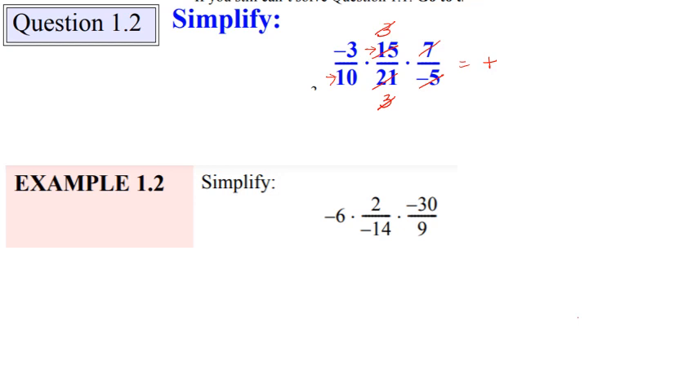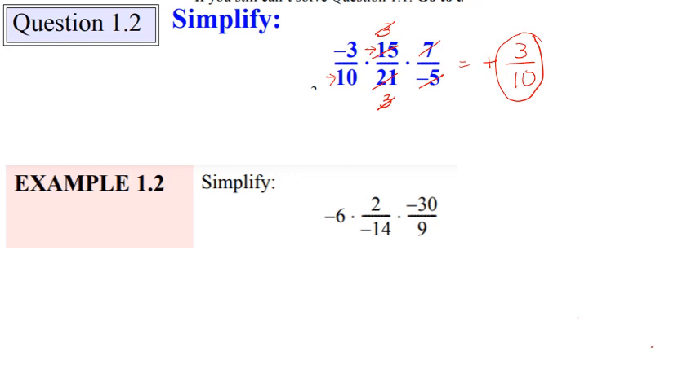So the numerator is going to be 3 times 1 times 1, which is 3. And the denominator is going to be 10 times 1 times 1, which is 10. So my answer is 3 over 10, and I don't even include that positive sign. That was just for me to know that the final answer is positive.